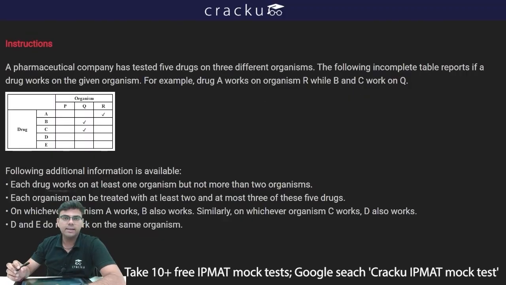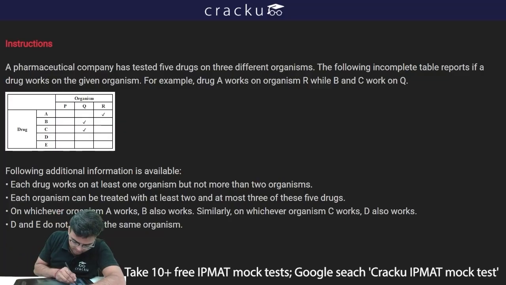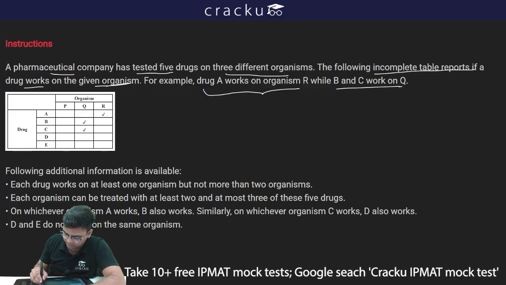The next is a DLR. It's kind of a reasoning set. We have to fill a table in it, and on the basis of the table there are 5 questions asked. This question is saying a pharmaceutical company has tested 5 drugs on 3 different organisms. The following incomplete table reports if a drug works on the given organism. For example, drug A works on organism R while B and C work on Q.